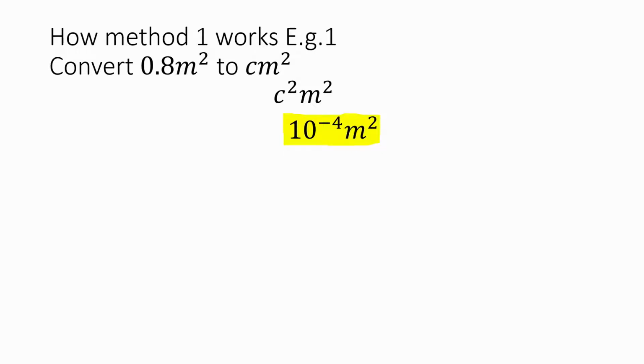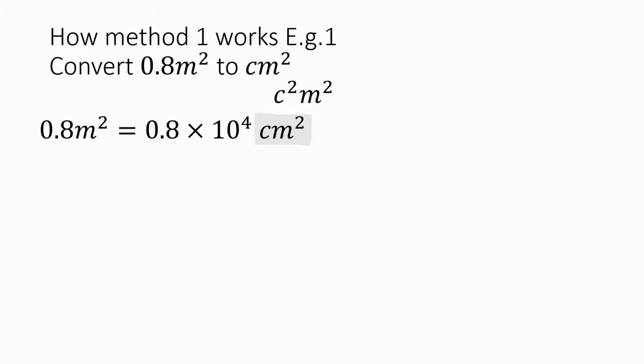So if we need to accommodate a multiple of 10 to the minus 4, we also need to multiply it by 10 to the 4, so that they cancel out, and we are only really timesing by 1. And because we know 10 to the minus 4 is centimeters squared, we're left with 0.8 times 10 to the 4 centimeters squared, which is equal to 8,000 centimeters squared.